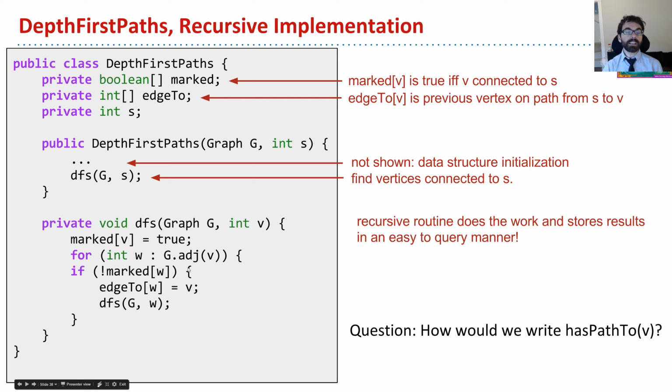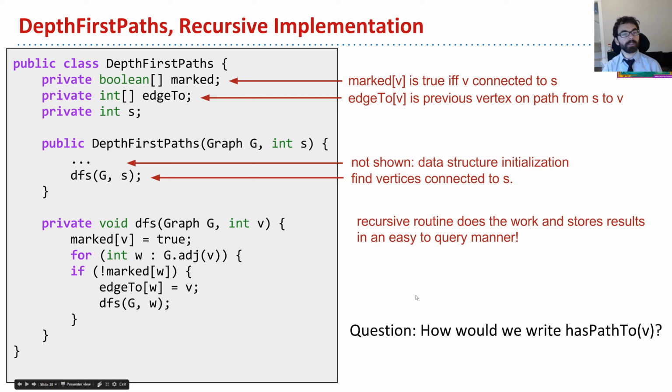So what this recursive routine, DFS, does is it does the work and it stores the results in what I call an easy to query manner. Easy to query in the sense that given this marked array, I can instantly give the has-path-to method. How would we write it? Question to ponder.